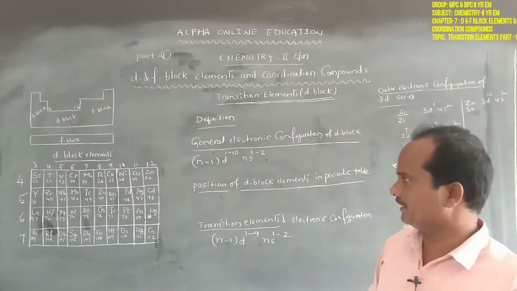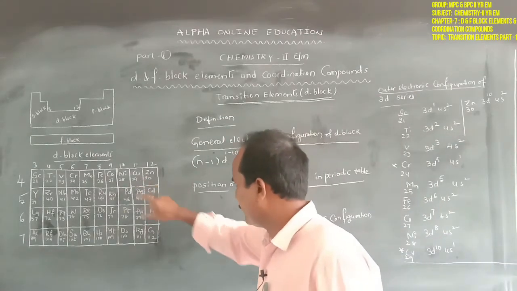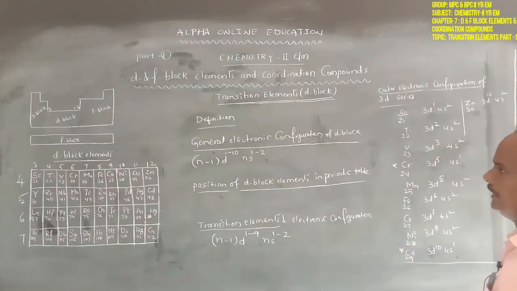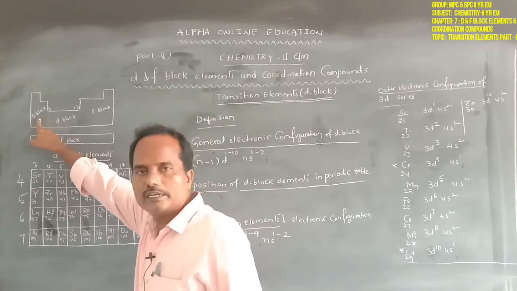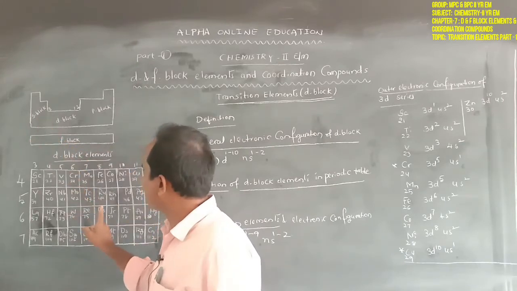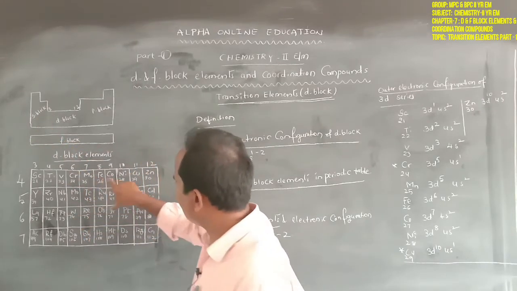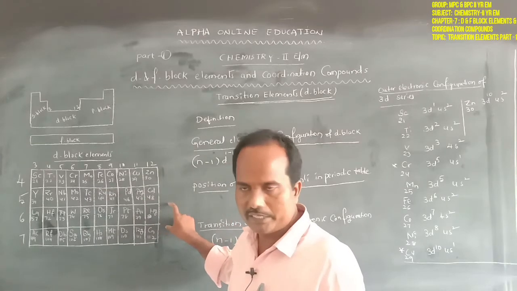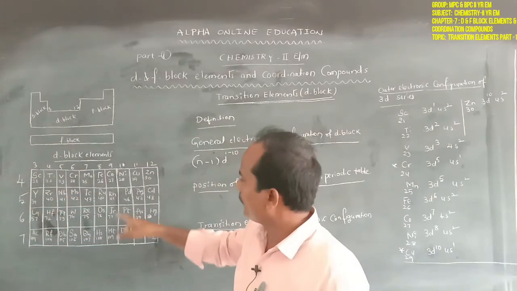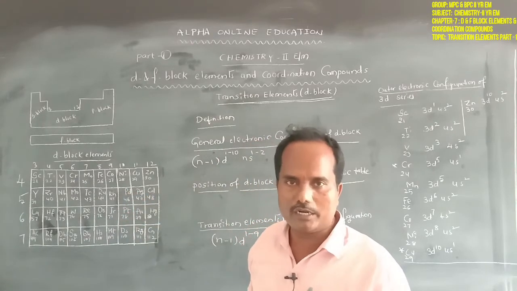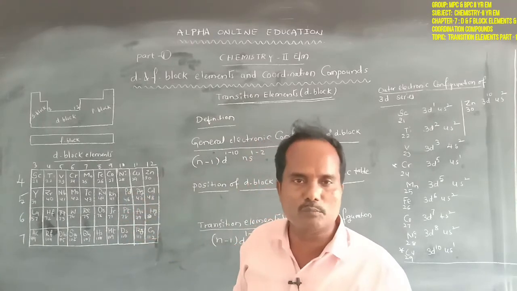Catalytic properties. Why are these elements hard, when compared with S block elements, which are also metals, and D block elements, which are also metals but very hard in nature? Why are S block elements soft and D block elements very hard? They have high melting and boiling points.